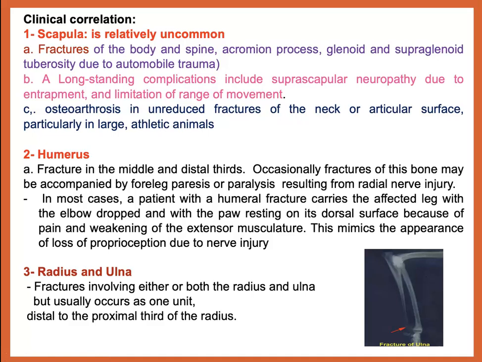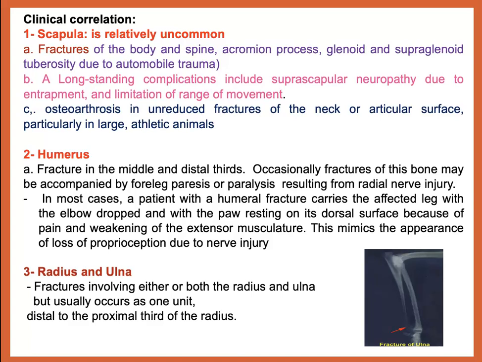So how is it important to know? Of course, you have to know the bones in case of forensic medicine, and also we have some clinical correlation related to the bones of the forelimb. So for example, the scapula can be fractured, especially different parts of the scapula, such as the body, spine, acromion, glenoid cavity, supraglenoid tubercle. All this can be damaged. Also, long standing can cause suprascapular neuropathy, about the nerve damage, and also can have osteoarthrosis.